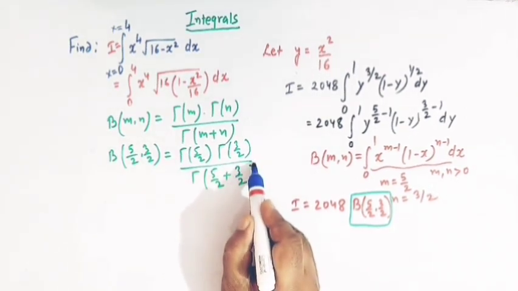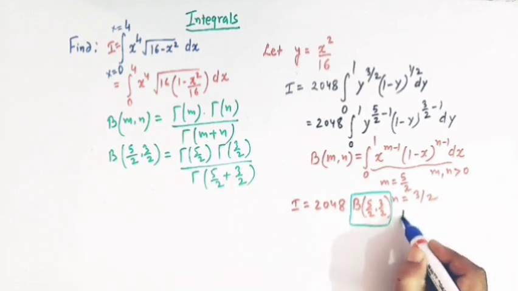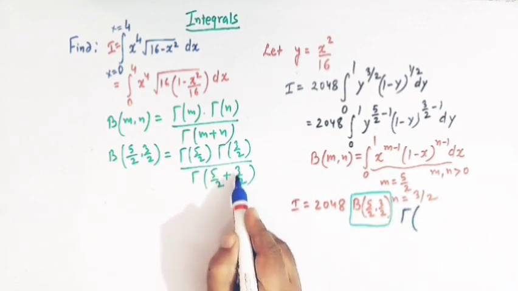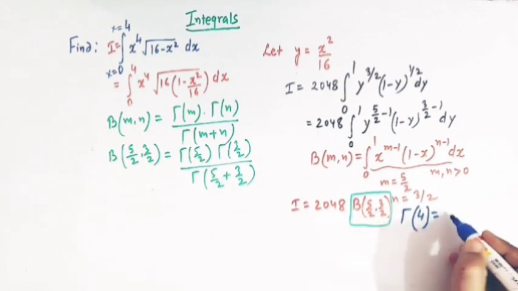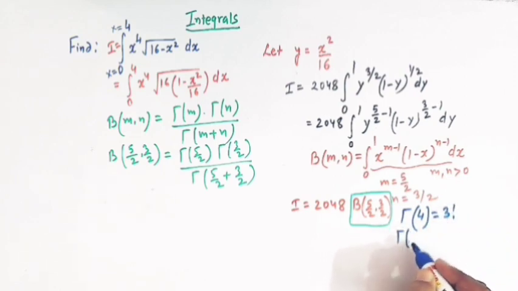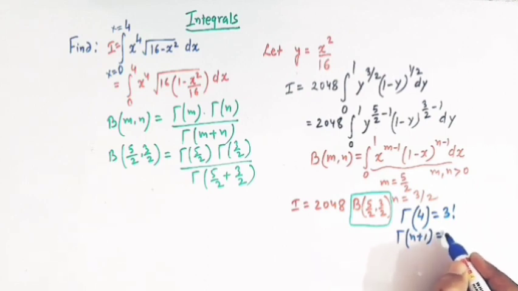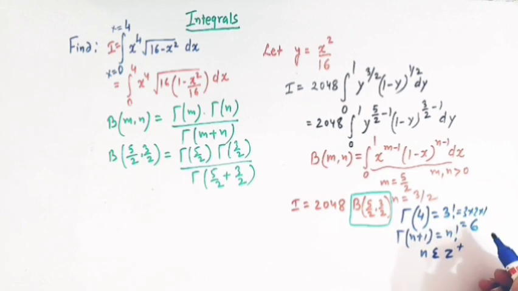Now see, in the denominator we have gamma of 5 by 2 plus 3 by 2, right? So this is (5 plus 3) over 2, that is gamma of 4, and gamma of 4 can be written as 3 factorial, because we know that gamma of n plus 1 is equal to n factorial, where n belongs to the positive integers. So here we have 3 factorial, which is 3 times 2 times 1, that is equal to 6.